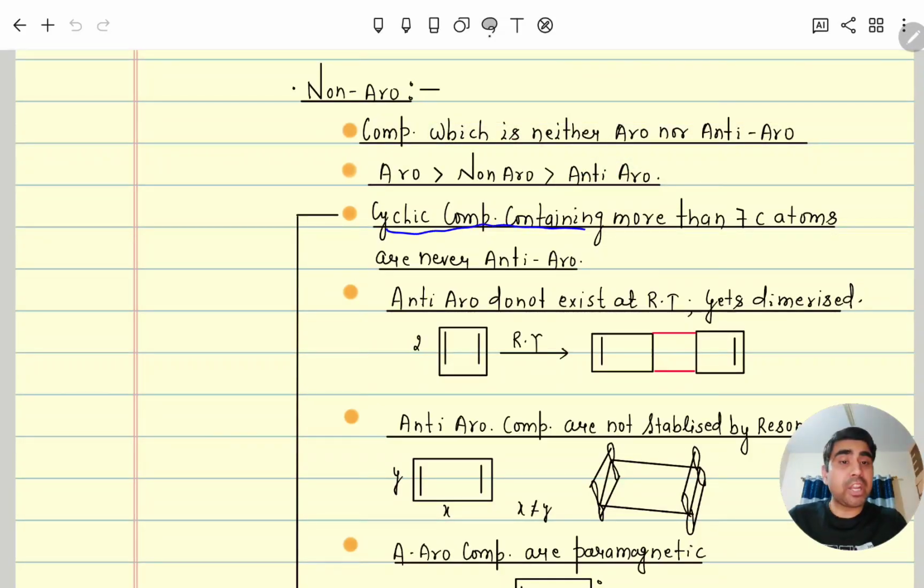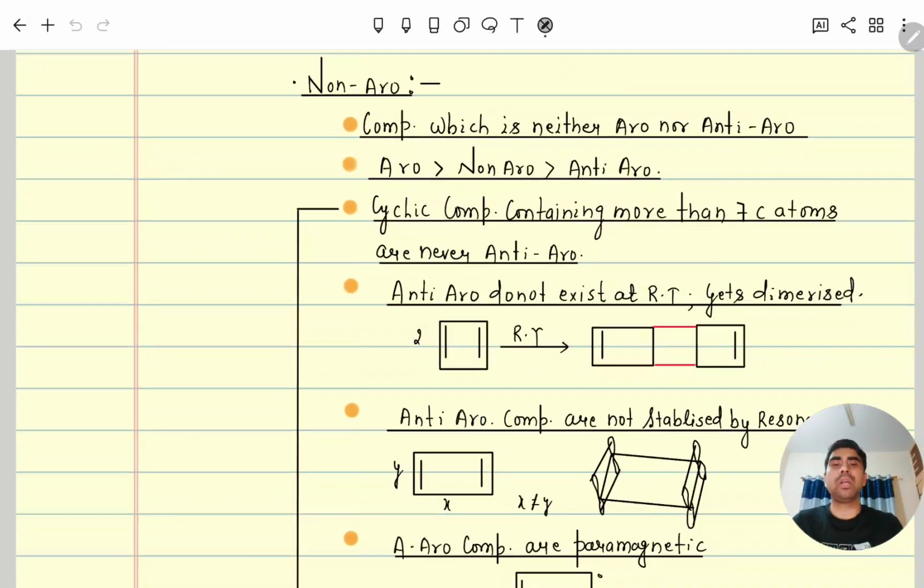A cyclic compound containing more than 7 carbons, if it is anti-aromatic, will become non-planar and become non-aromatic rather than being anti-aromatic, because non-aromatics are more stable than anti-aromatics. Anti-aromatic compounds do not exist at room temperature because they are unstable, so they get dimerized. So here you can see they are getting dimerized. Same as we discussed in the Wurtz reaction also.